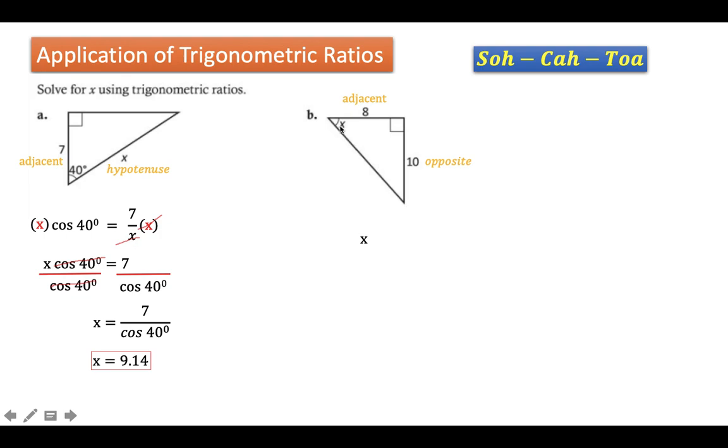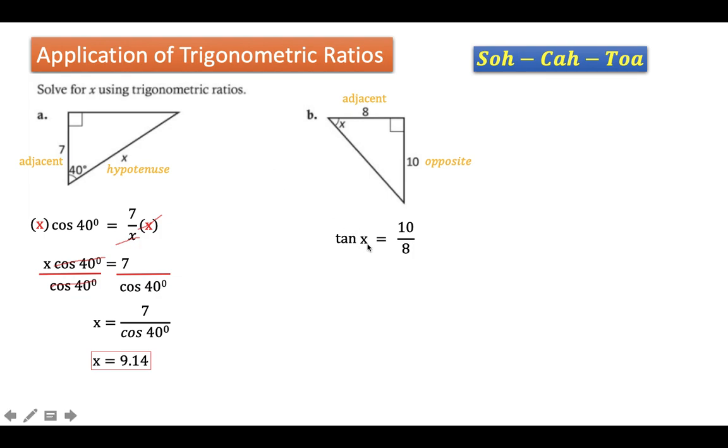So let us then decide which function we are going to use among these three. So in this case, it is only the tangent that involves opposite and adjacent. Therefore, the tangent function will be used. So from here, tangent x is equal to the opposite, which is 10, over the adjacent, which is 8. And this will be our working equation. Then from here, we will solve for x.